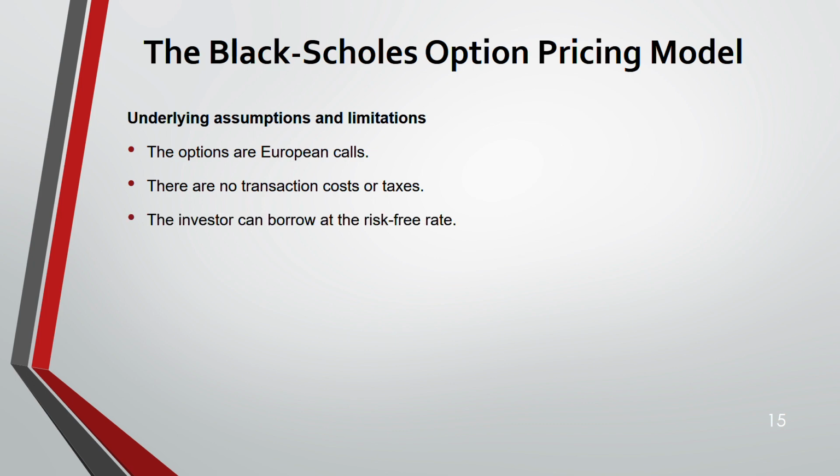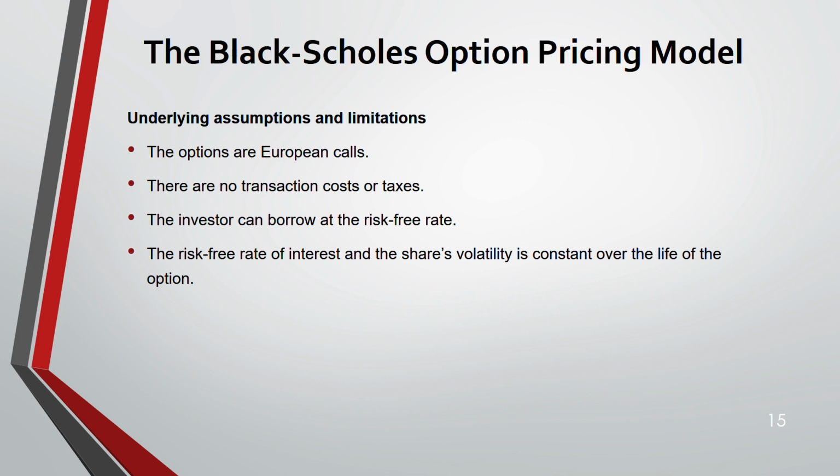Third, investors can borrow at the risk-free rate. That's an assumption. That's why we take the risk-free rate that they give. Fourth assumption is that the risk-free rate of interest and the share's volatility are constant over the life of the option. That means your interest rate and the standard deviation that they give. But in reality, it's very hard to predict. In your model, they give you the standard deviation and the rate of interest, and you are supposed to calculate the value of the option. But is it constant? No.